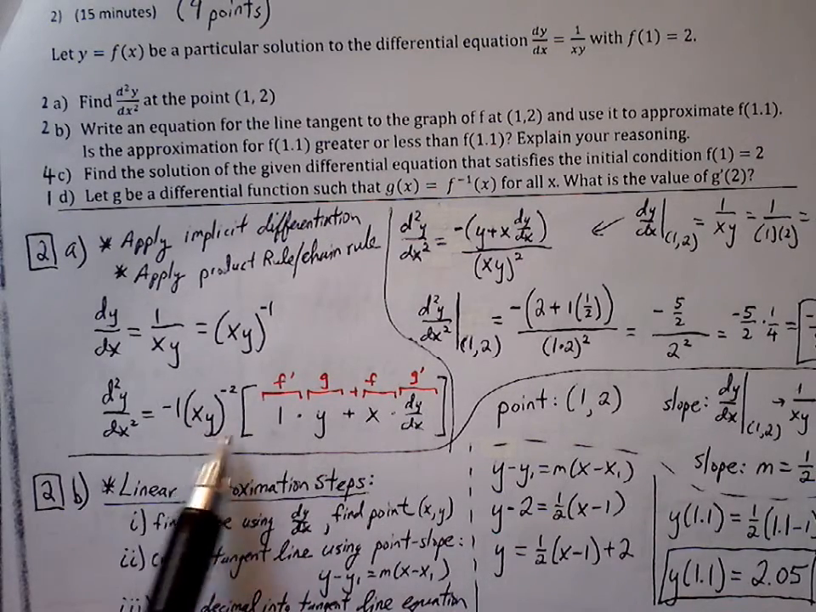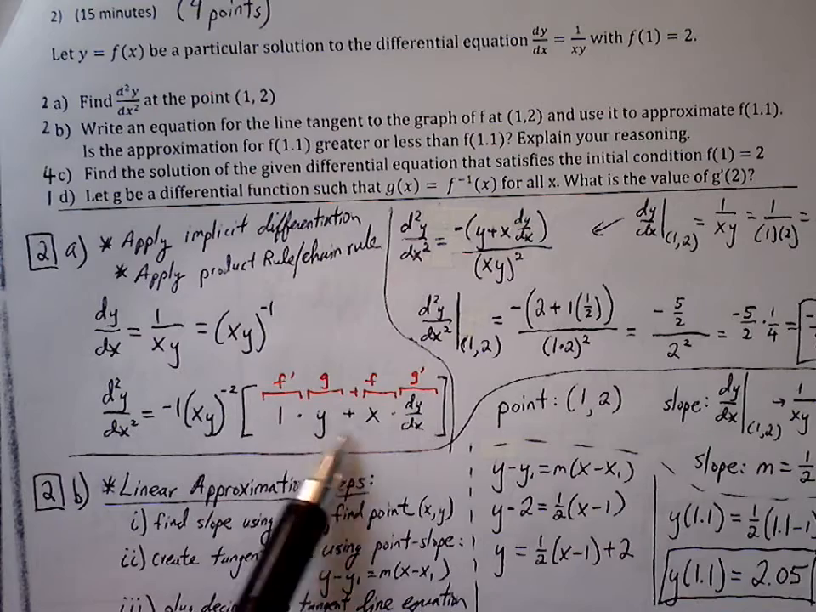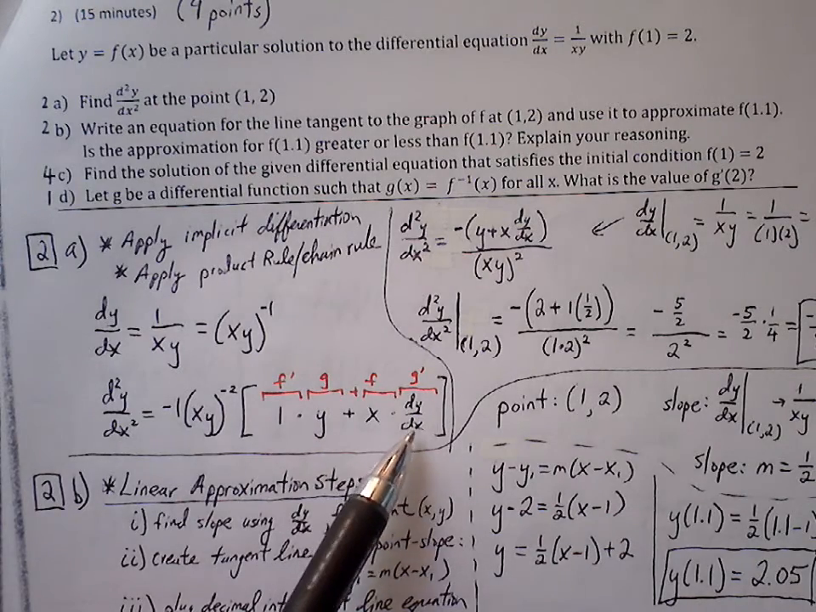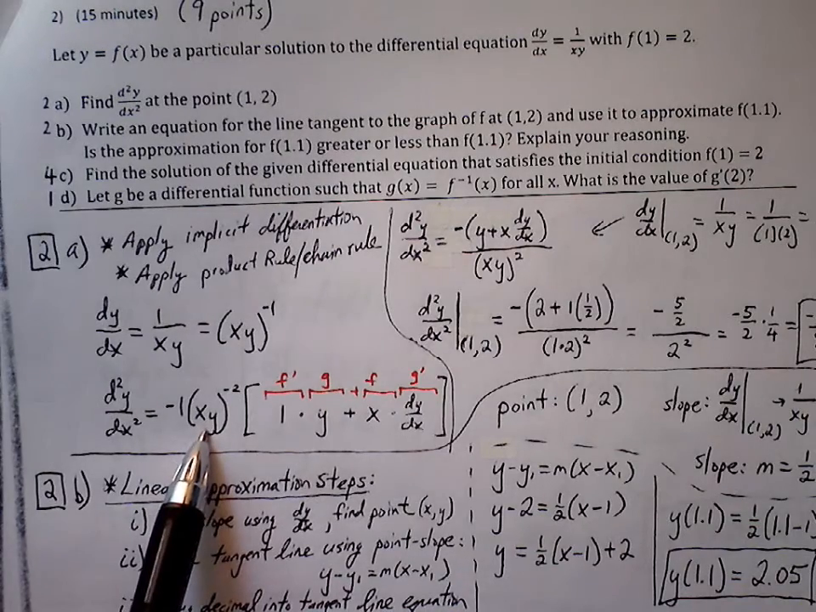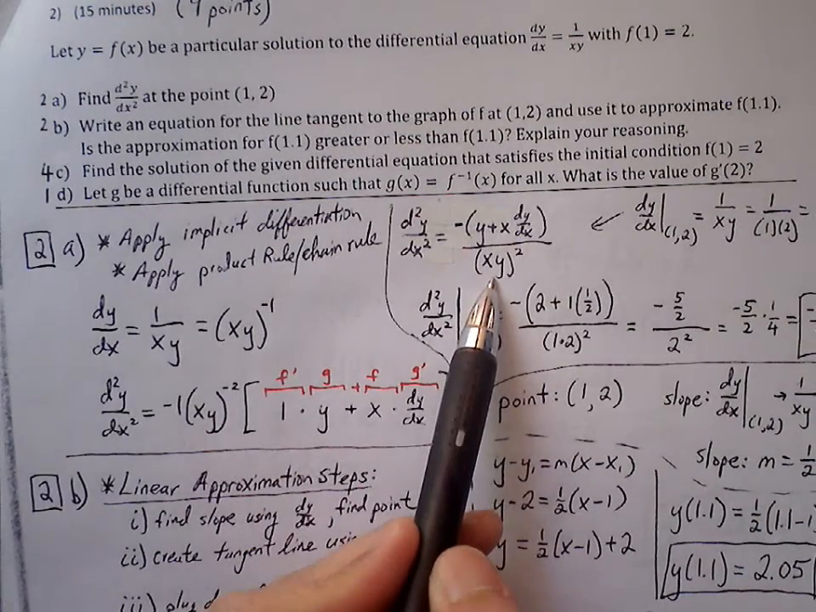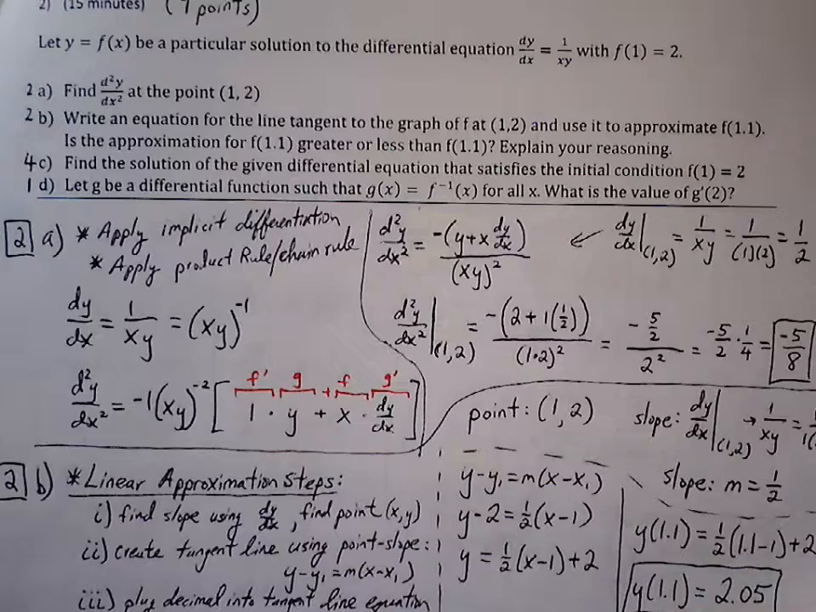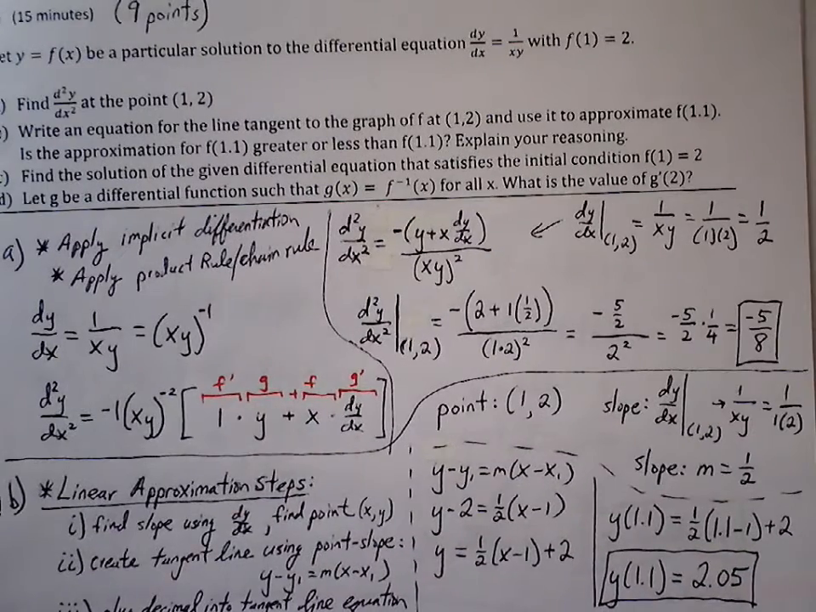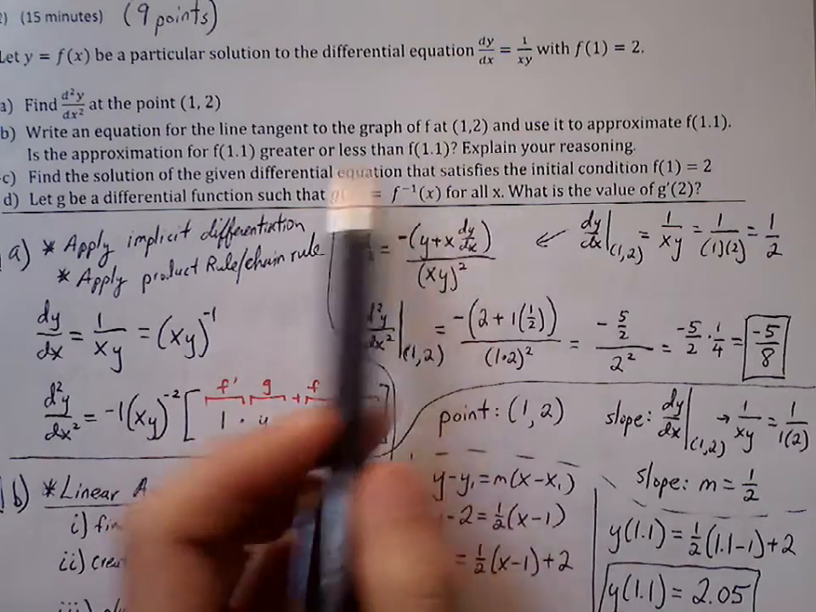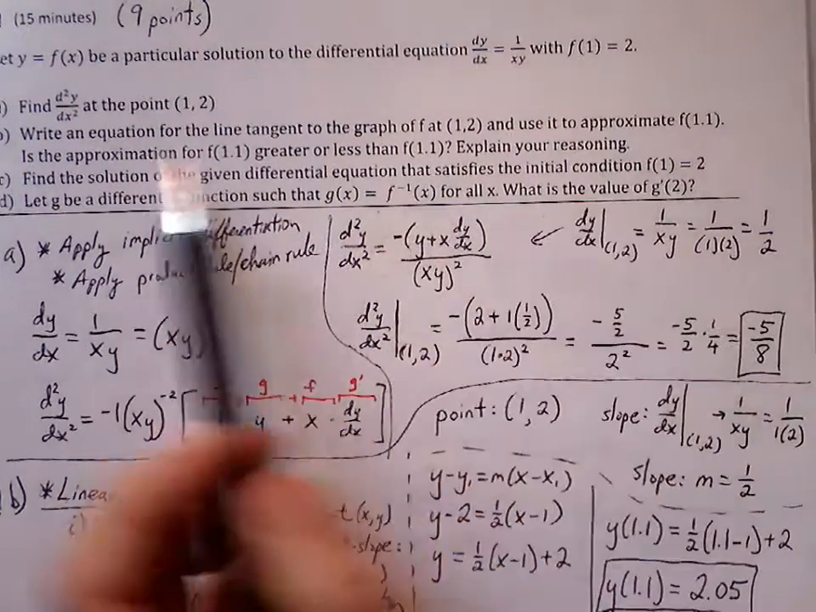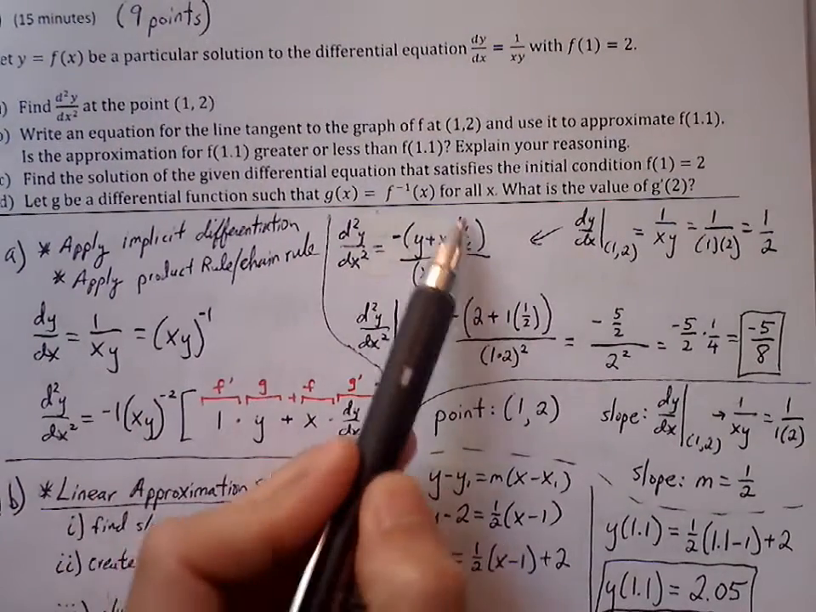I'm going to clean this up a little bit here. The y plus x times y times dy/dx can go up in the numerator along with the negative 1, and we can push this (xy) squared to the denominator. Now let's see if we can piece by piece convert these to be a numeric value. We know x and y can be replaced with 1 and 2. But we need to find a replacement for dy/dx.